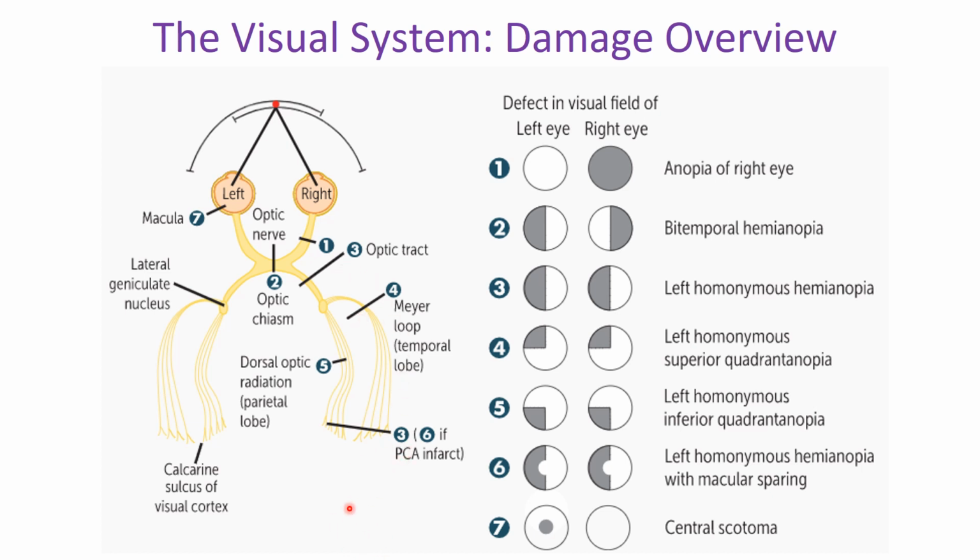So if you take out the lingual gyrus on the right side, you're going to get the same deficits as if you cut it right here. So you're going to get that pie in the sky. And so just keep that in mind when you think about injuring specific gyri.